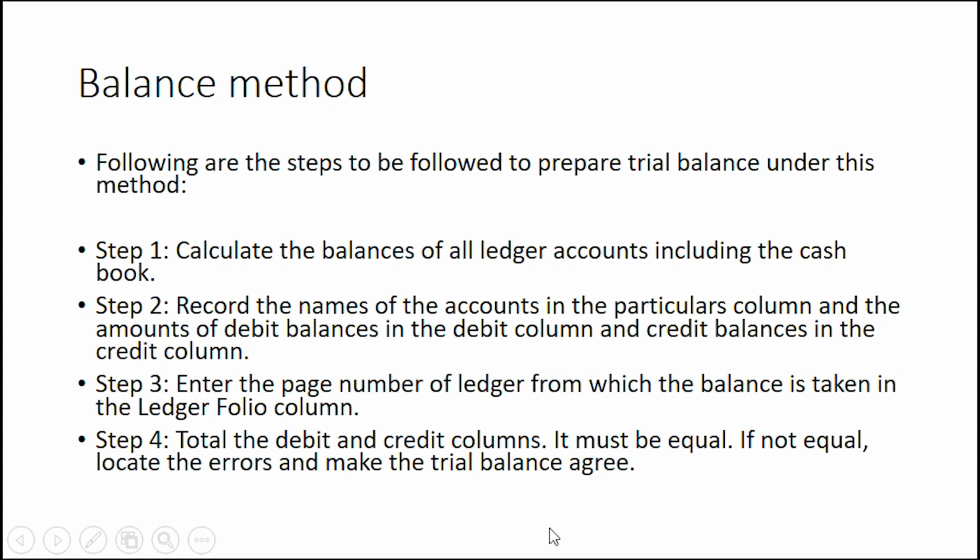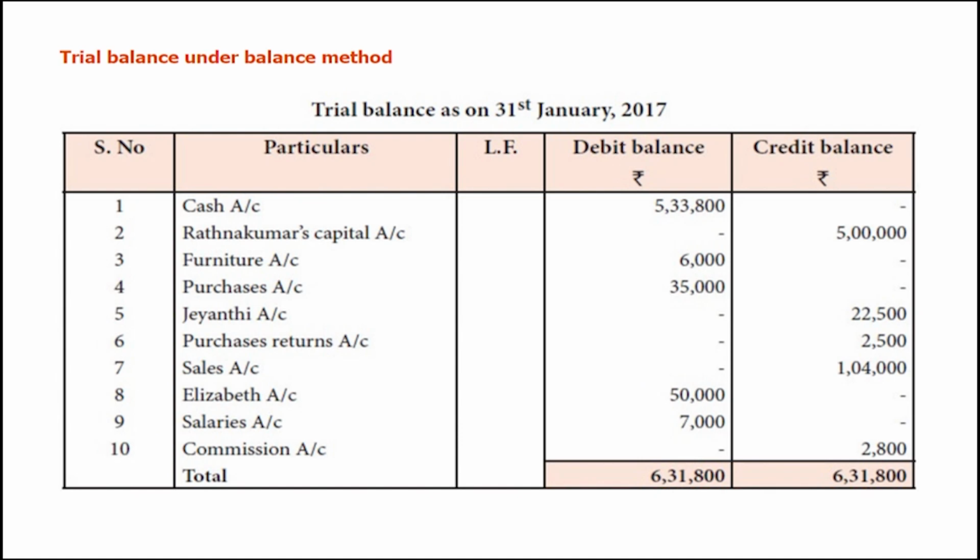And every time, always, at every cost, trial balance should agree. If it does not, that means there has been some error that is not identified. So this is how a trial balance looks like in a balance method. Since we are writing only the balances, we have only one amount here. Cash generally has a debit balance. We all know what kind of balances they have. Capital has a credit balance. Furniture has debit balance. Purchases account also has debit balance.